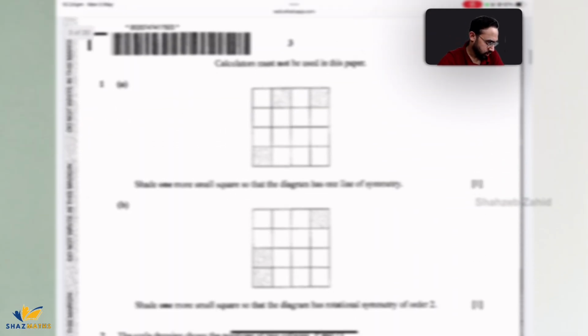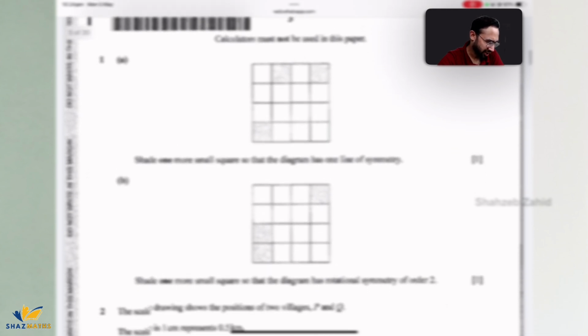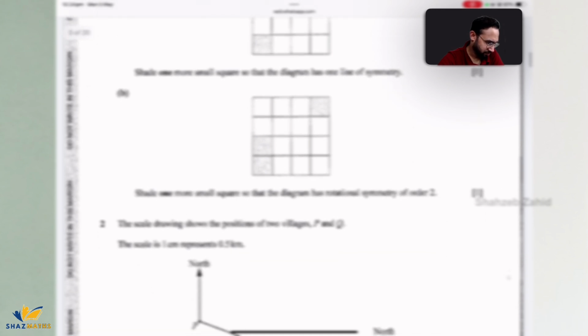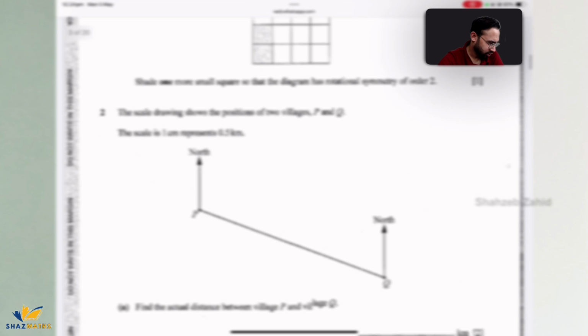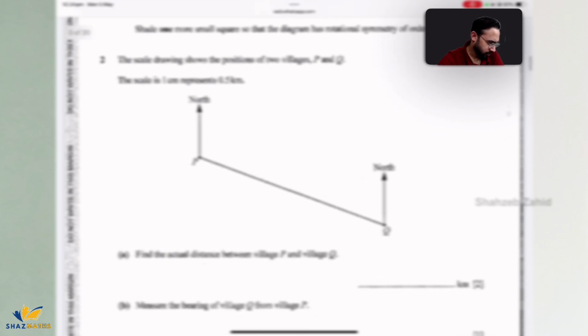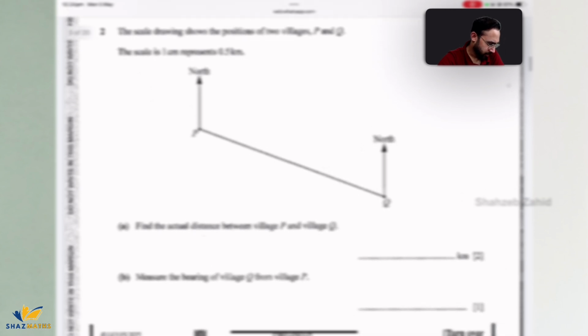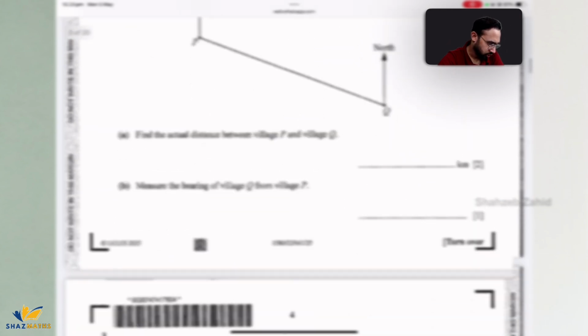Question 1A is regarding symmetry, rotational symmetry, and then based on line of symmetry, pretty standard. Yeah, we've seen that previously quite a lot. Nothing new in this question. Question 2 is regards to the topic scales and map. Again, part A is pretty standard. Part B is we have to measure the bearing. Nothing new, straightforward.